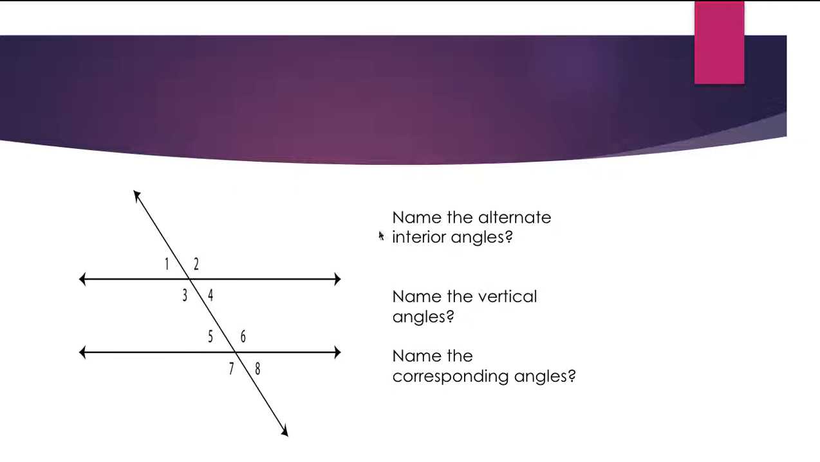All right, so what are the alternate interior angles? All right, well, we've got what? Angle 3 and angle 6, angle 4 and angle 5. What are the vertical angles? Remember, vertical are straight across from each other, so what's across from 1? Angle 4. So you've got angle 1 and angle 4.